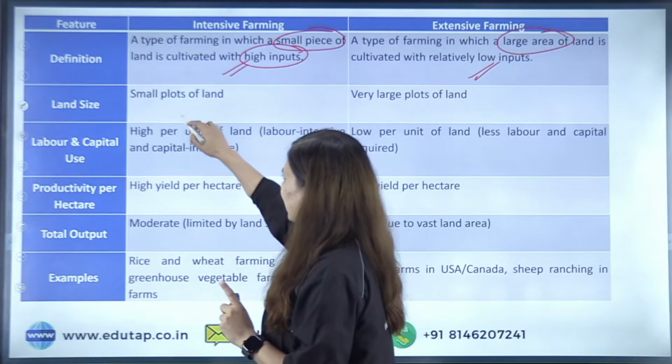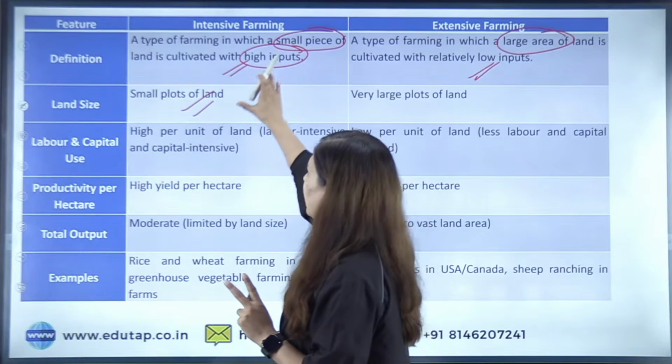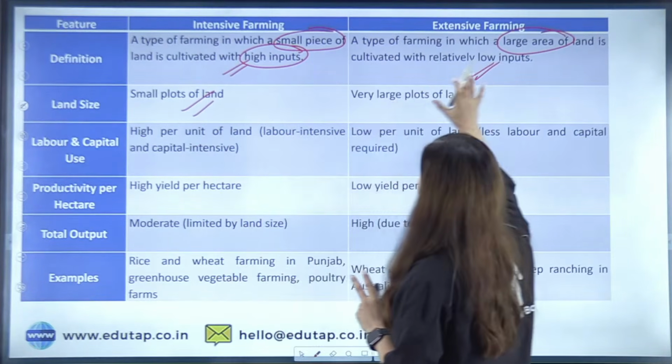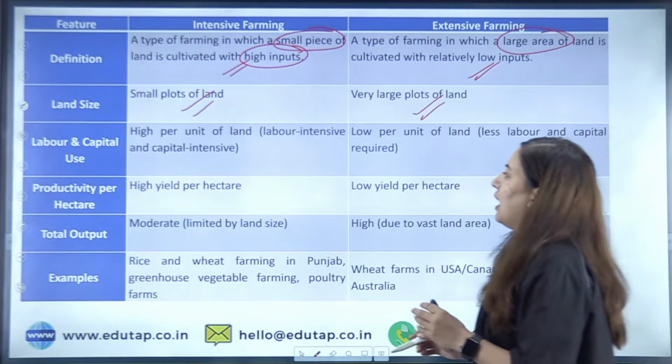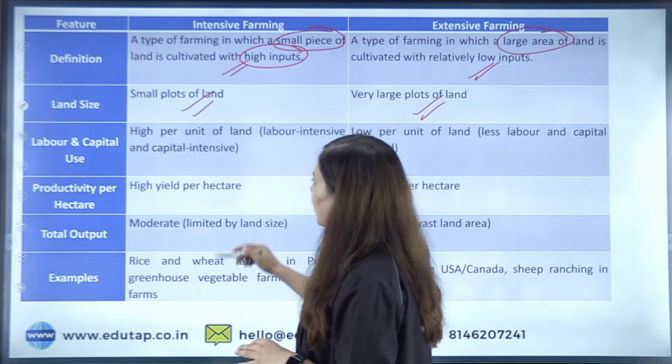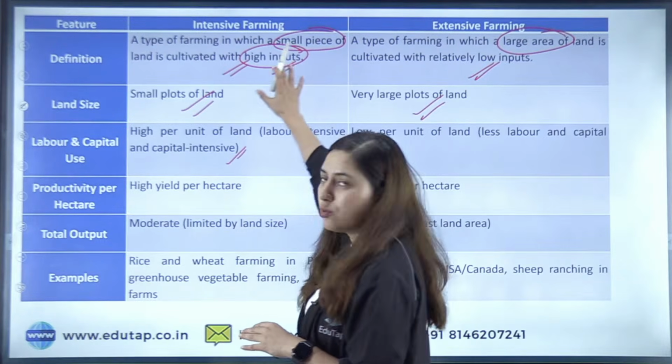लैंड साइज की अगर हम बात करें तो इंटेंसिव में स्मॉल प्लॉट्स होते हैं, एक्सटेंसिव में वेरी लार्ज प्लॉट्स और लैंड। ठीक है, कैपिटल एंड लेबर यूज की बात करें तो यहाँ पे I have told you high inputs are used, right?